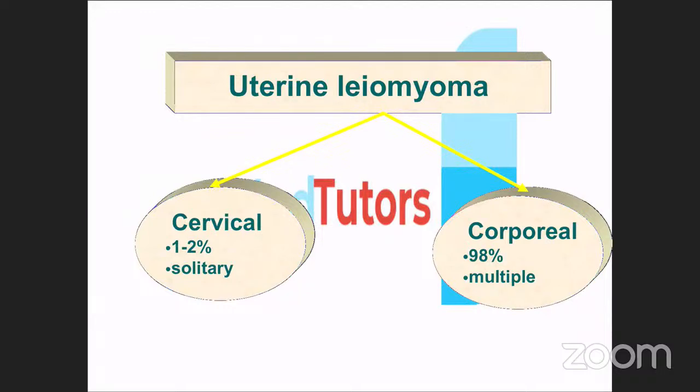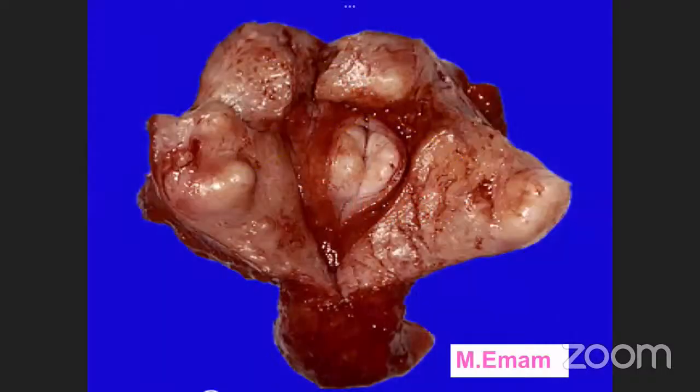Corporeal fibroid, that's fibroid within the uterine body, is the commonest, accounting for 95% of all uterine fibroids, while cervical fibroids account for 1 to 2% and are usually, luckily, solitary, while fibroids found in the uterine body are usually multiple. Next slide.